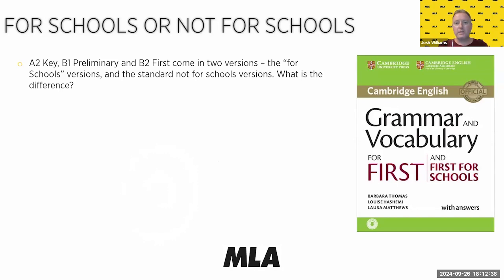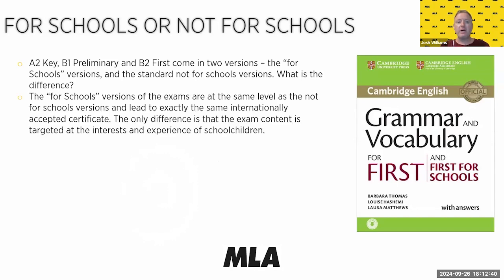Okay, what is the difference? As you might imagine, the schools ones are aimed at school students. However, they are the same level, and they lead to exactly the same certificate. So when your students receive a certificate, if they've done First for Schools, or if you have older students that have done just the normal First and not for schools, it won't be obvious from their certificate what they've done. Which is important because the certificate indicates the level. It doesn't really indicate the content of the exam.